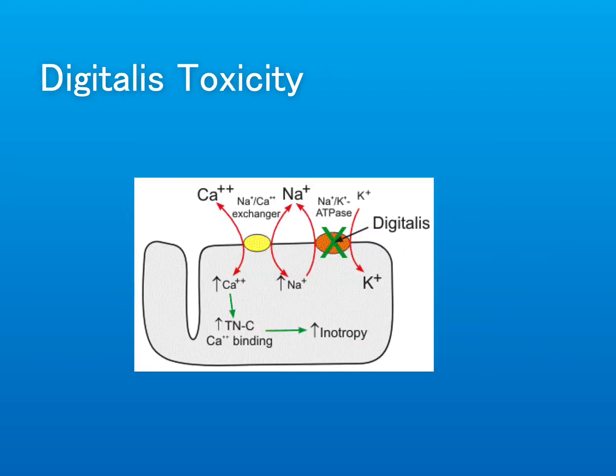A classic example would be digitalis toxicity. Now, digitalis inhibits the sodium-potassium ATPase, and this increases the amount of sodium inside the cell. And a sodium-calcium exchanger will transfer the sodium for the calcium, and you'll have an increase in calcium inside the cell. So this is also the mechanism by which digitalis increases the contractility of the heart, but it also increases the likelihood for after depolarizations.